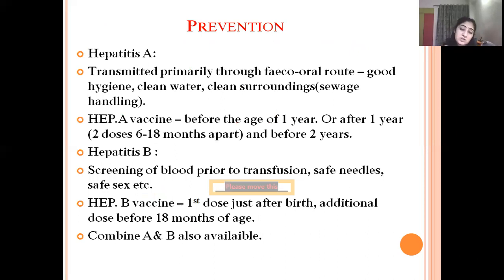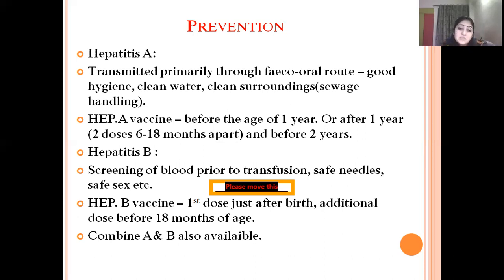Now, prevention. Under the management of hepatitis, prevention is more important. We should make all efforts to prevent the transmission of hepatitis virus. So in hepatitis A, as we know, it is transmitted primarily through the oral-fecal route. So good hygiene, clean water, and clean surroundings, that is proper sewage handling, should be there. Hepatitis A vaccine is also available, which is given before the age of 1 year or after 1 year. 2 doses are given 6 to 18 months apart and before 2 years.